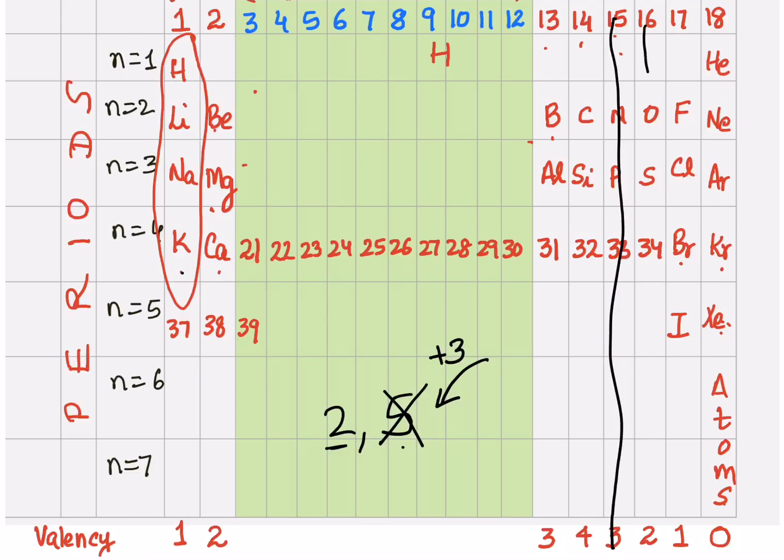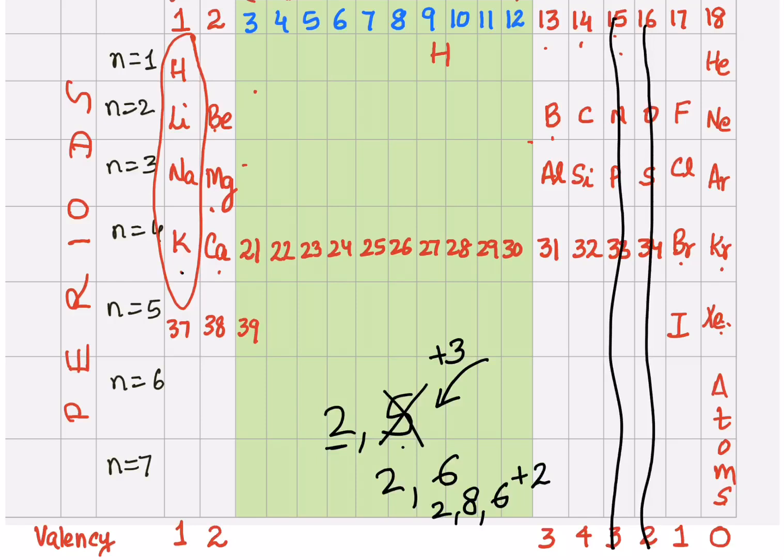The same is the case with group number 16. Their electronic configuration is 2, 6 or 2, 8 and 6. Is it like that? Yes. Okay. So what do they say? It's easier to gain 2 electrons rather than do away with 6. So when they gain 2 electrons, valency becomes 2. So you see, doesn't it become so easy to determine the valency also of elements once you have the periodic table in place?